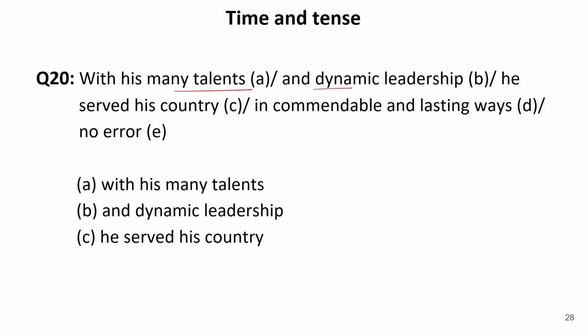With his many talents and dynamic leadership, he served his country in commendable and lasting ways. Now, served his country refers to past indefinite tense. It shows some past action which took place in past time. But with his many talents and dynamic leadership, now he has already done with this. Because it is written in commendable and lasting way, this is the work which he has already completed. Therefore, this has to be shown in present perfect tense only.